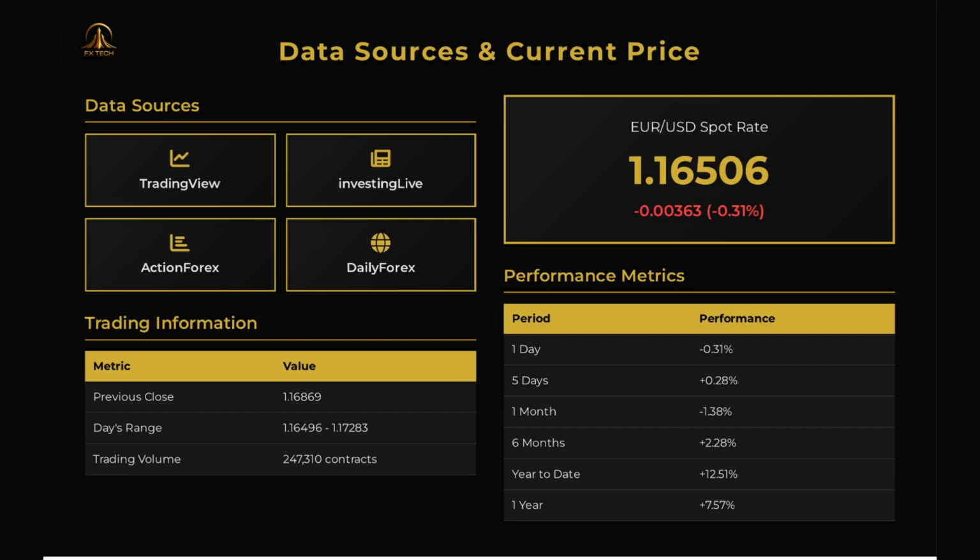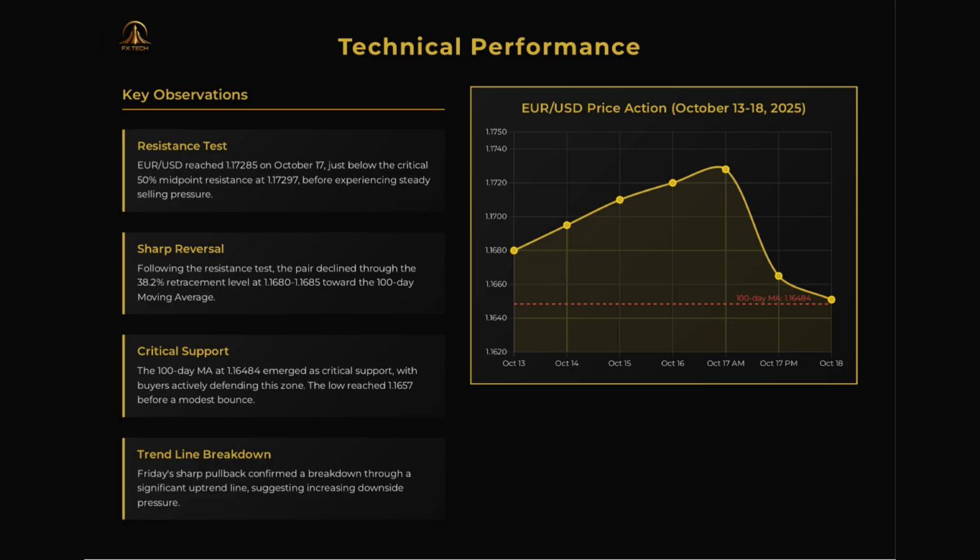Trading volume reached 247,310 contracts, reflecting strong market participation during this volatile period. Euro to US dollar's technical performance this week was marked by a critical resistance test and subsequent reversal.